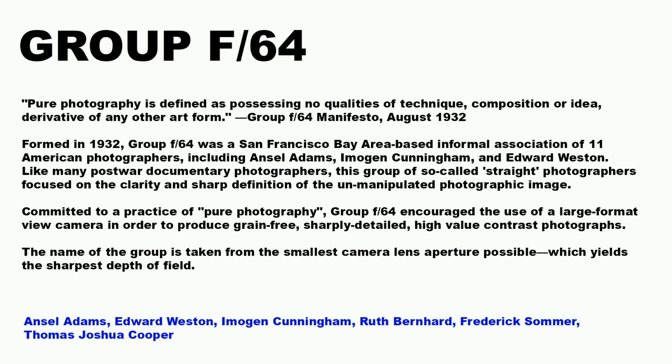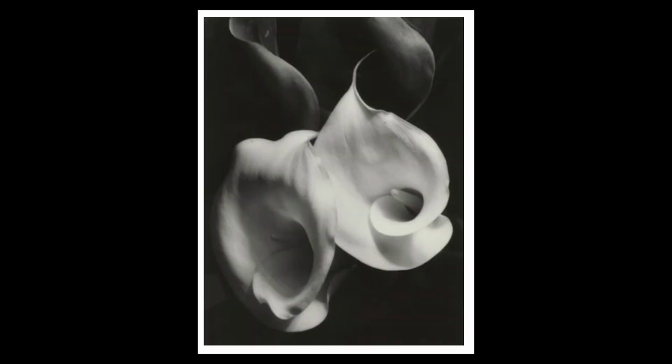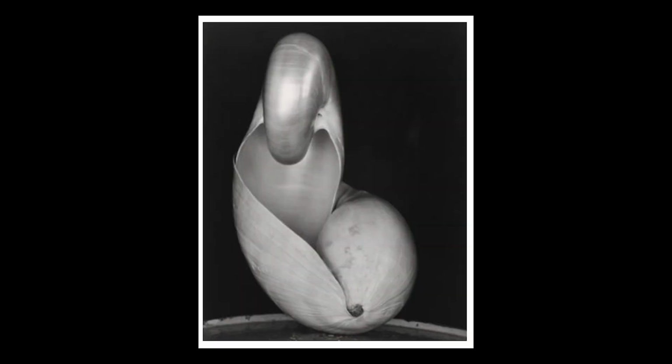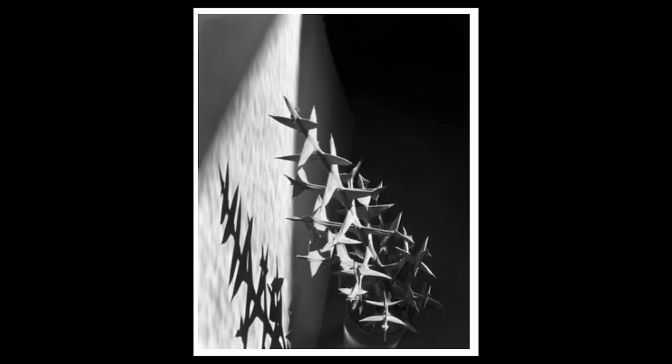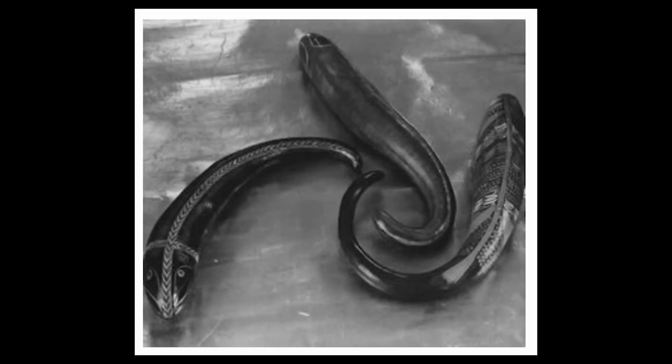Committed to a practice of pure photography, Group F64 encouraged the use of large format view cameras in order to produce grain-free, sharply detailed, high-value contrast photographs. The name of the group is taken from the smallest camera lens aperture possible, which yields the sharpest depth of field. As you can see, the group F64 is doing beautiful and very pure photographic artworks, focusing on a minimalistic way to represent beautiful things, as you can see.